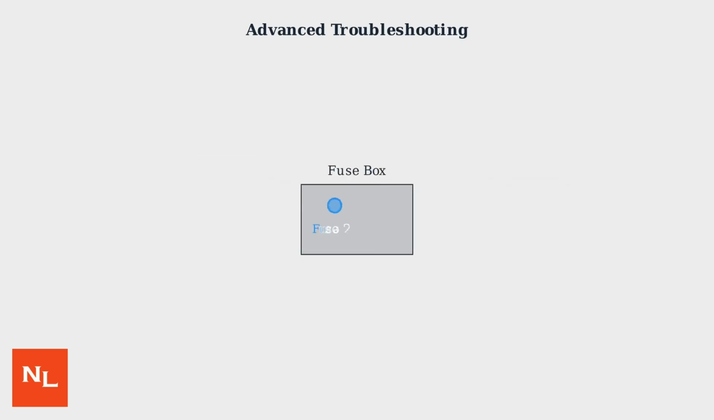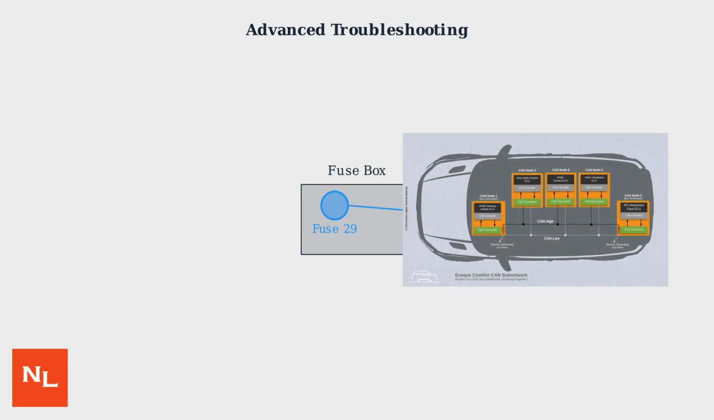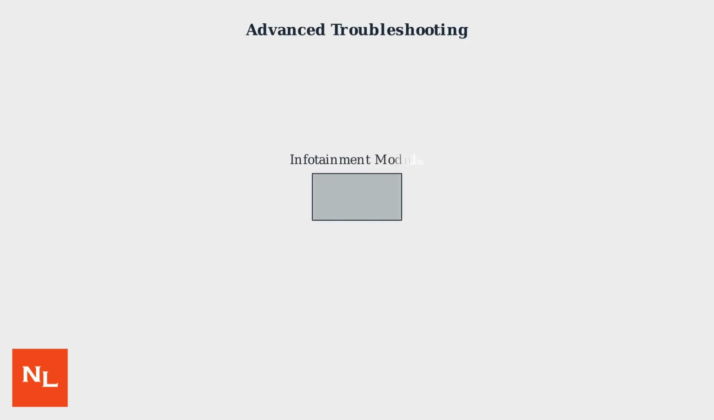Inspect fuses, specifically fuse 29 for infotainment power. Check connections to the CAN bus network. For persistent problems, module replacement by a professional might be necessary, costing $501,000.